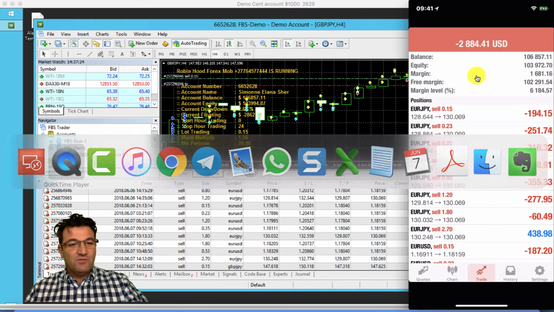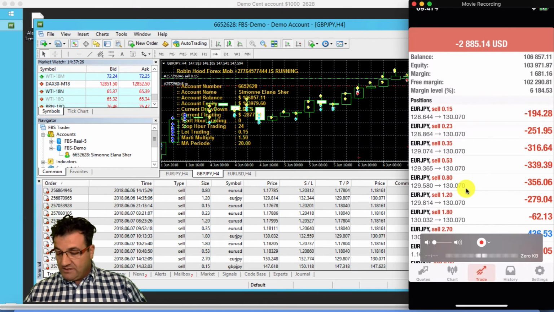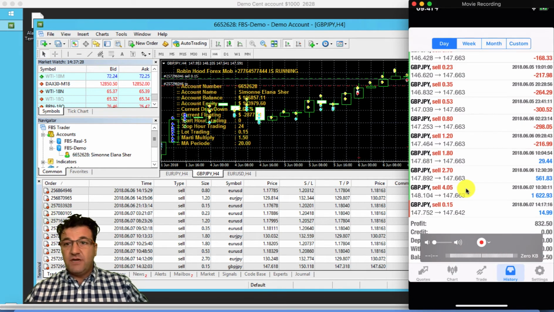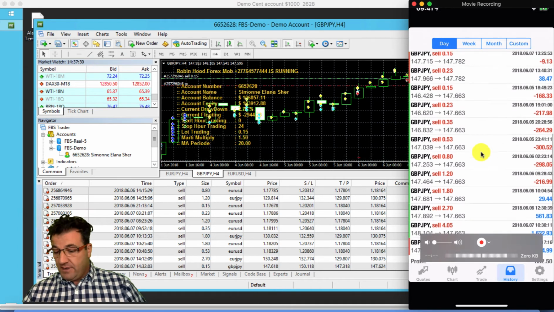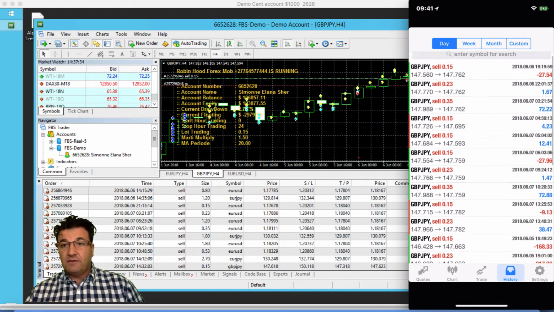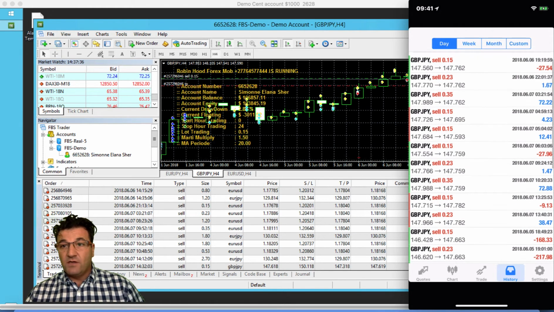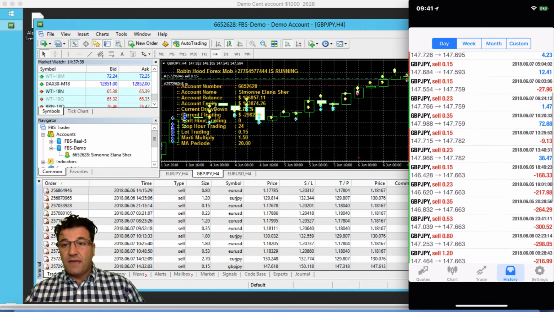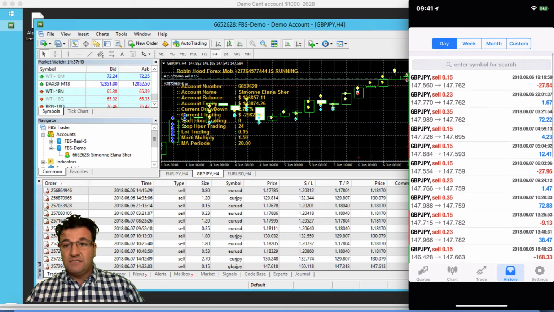I got to my computer a little bit late, and what's happened is that if you look at the history, all the pound yen pairs have closed out. As you can see, there's quite a lot of those pound yen pairs. Now, how the bot operates is as follows.